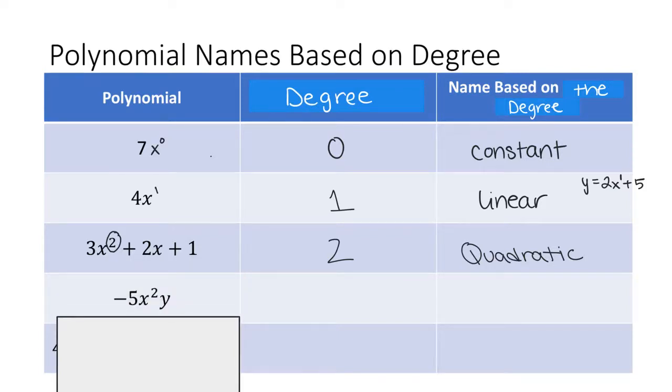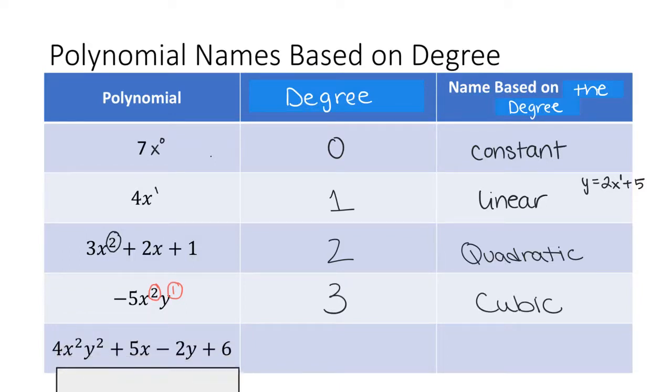Next one, we have negative 5x squared y. As a reminder, the degree here is not just based on the 2, but based on the y having a power of 1 as well. So this is a degree 3 polynomial, and we call this a cubic.